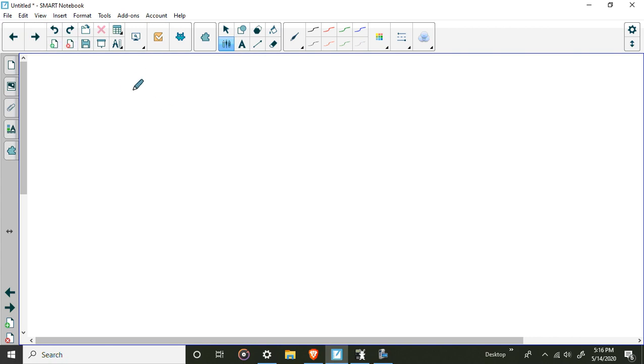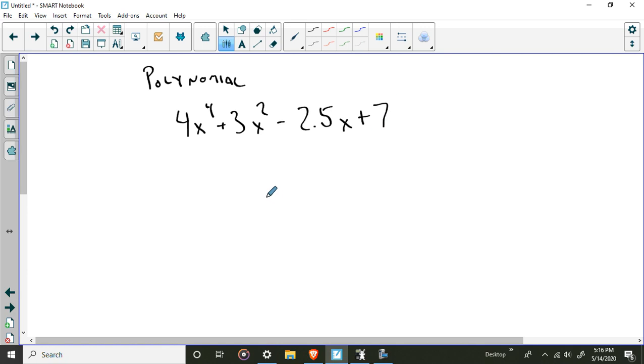Not yours, but a polynomial. Typically, if I said 4x to the fourth plus 3x squared minus 2.5x plus 7, this is a polynomial. It's not a quadrinomial or anything like that. I'm sure there's another name for it, but typically, unless it's a binomial or trinomial, we go straight to it's a polynomial.